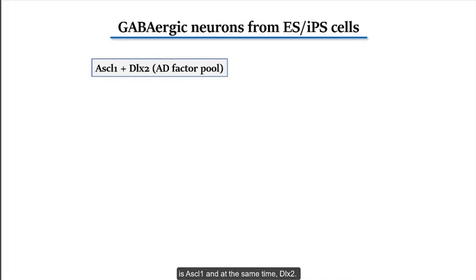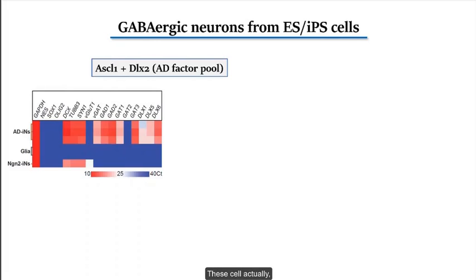I'm not going to show you the whole thing, but in summary, the transcription factors that worked best for us are ASCL1 and, at the same time, DLX2. These genes are very highly associated with GABAergic neurogenesis in vivo. So we picked those transcription factors, put them under a tetracycline-inducible promoter, and overexpressed them in embryonic stem cells. And this is what we get. We get AD cells, ASCL1 and DLX2 put together.